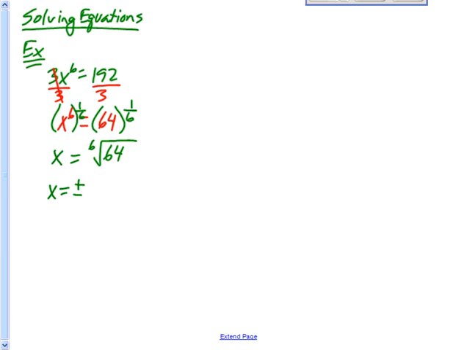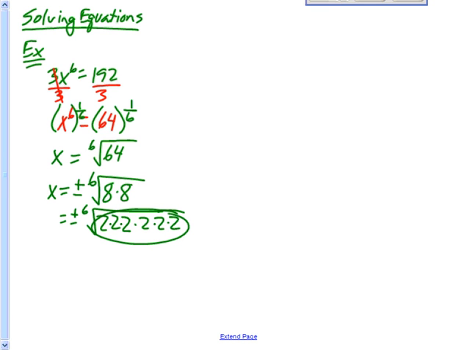So anyways, we break this 64 down, and we say, I'm looking for 6 of the same thing. Hopefully I can get it here, 8 and 8. And 8 is 2 times 2 times 2, and that other 8 is 2 times 2 times 2. How many do I got? I got 6. So this ends up being plus minus 2.